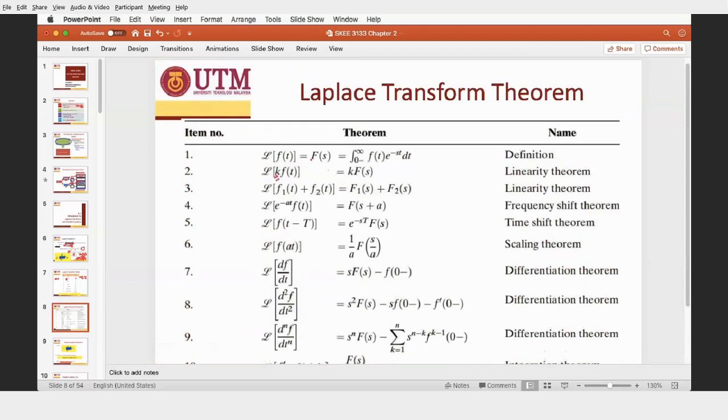If you put the k here as the constant, it becomes kF(s), something like that we have done in f(t) equal to 10. We change the k value. So the linearity theorem: maybe you have two functions, Laplace of f1 plus f2. It can be split into F1(s) plus F2(s). Now this is the linearity theorem. So most of the time we use this theorem.